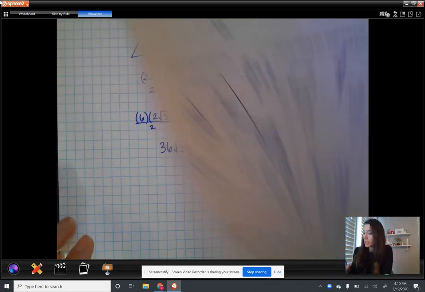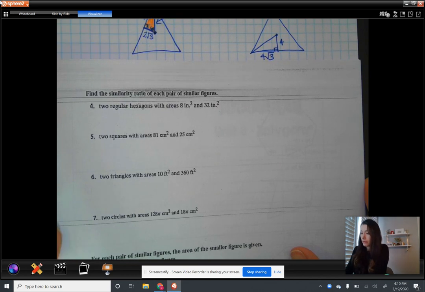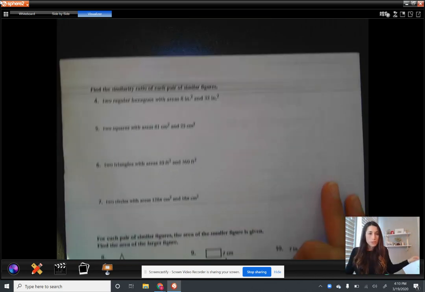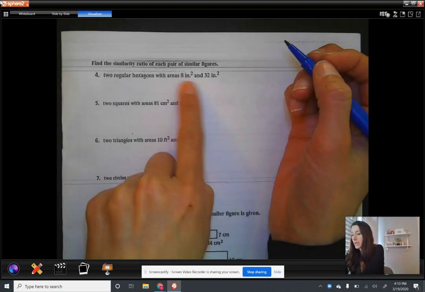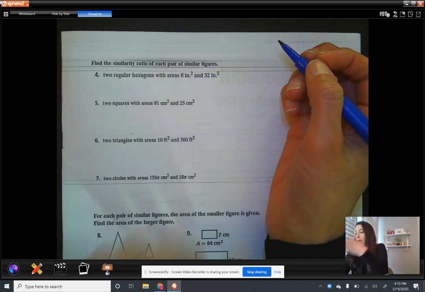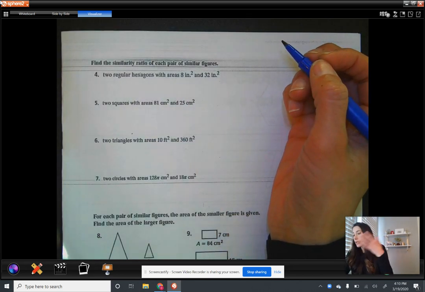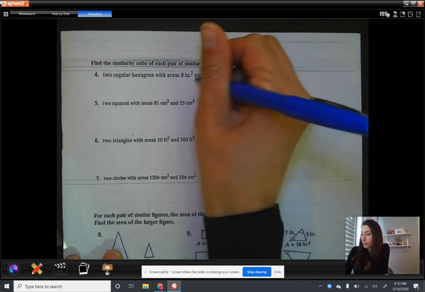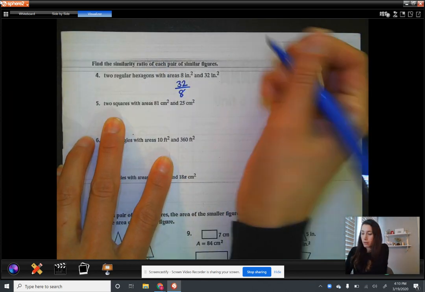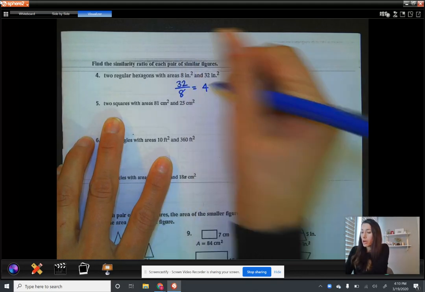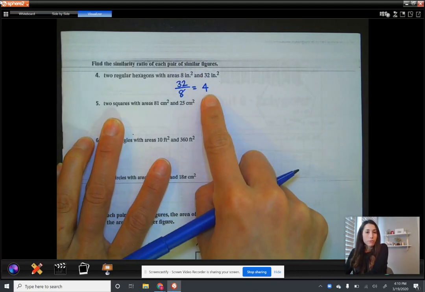Now let's move on to page 18. All right, so now we are finding the similarity ratio for each of these figures. So we have an area ratio here of 8/32. You can set it up as 32/8 or 8/32. Let's do 32 over 8, because I know that simplifies to 4. So this is my area ratio.